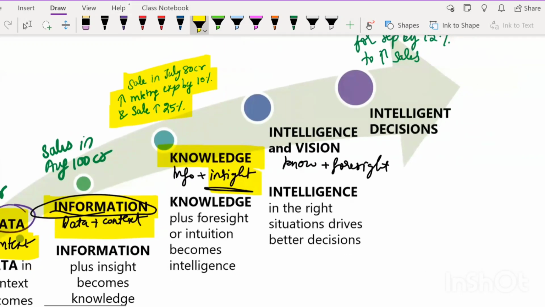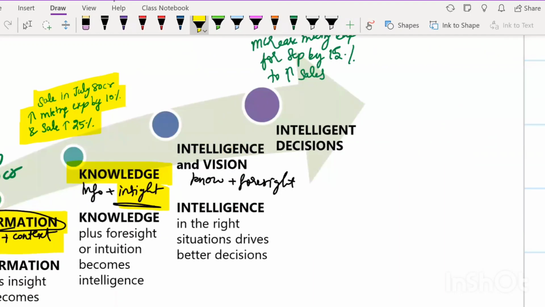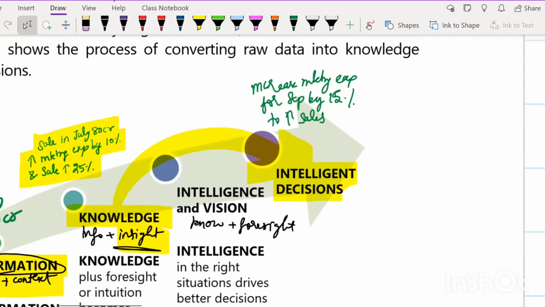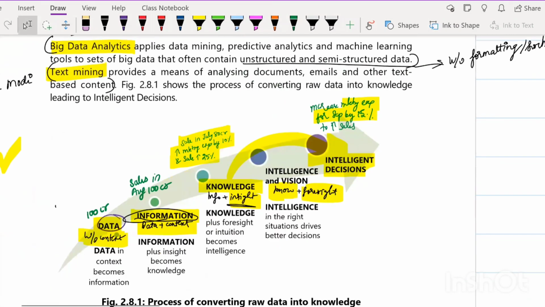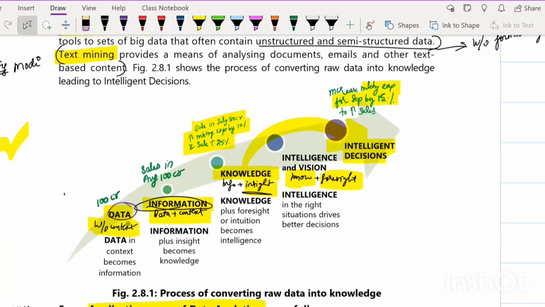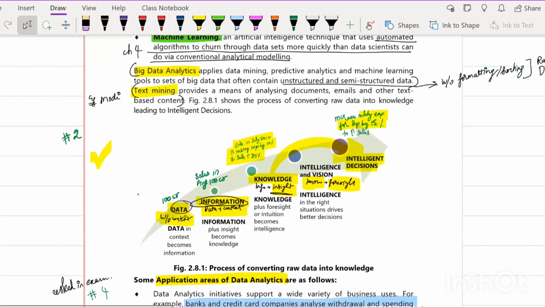Next, you take intelligent decisions based on the knowledge that you have got. From next time you will increase your marketing expenses by 15%, so that your sales increase further. So here, with the knowledge you have, you make a futuristic decision, or you have a foresight which helps you take intelligent decisions. So this is the process which usually happens.